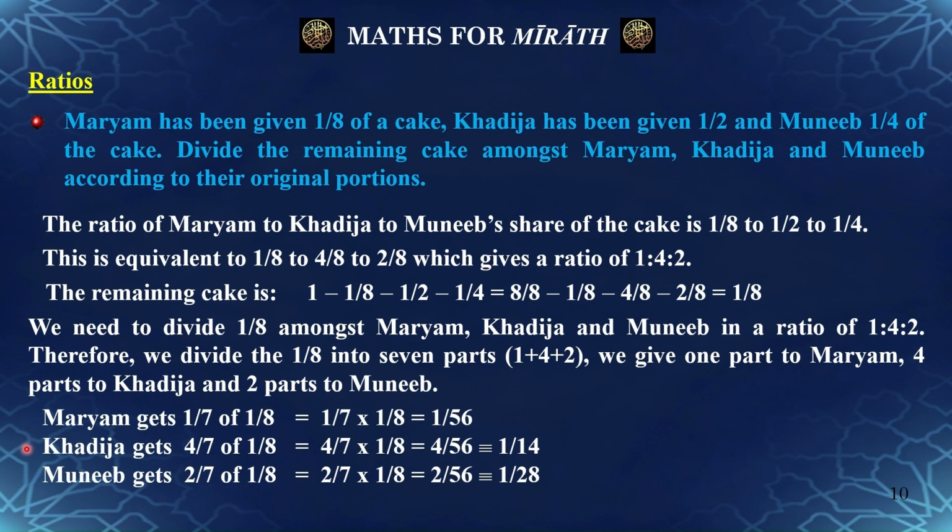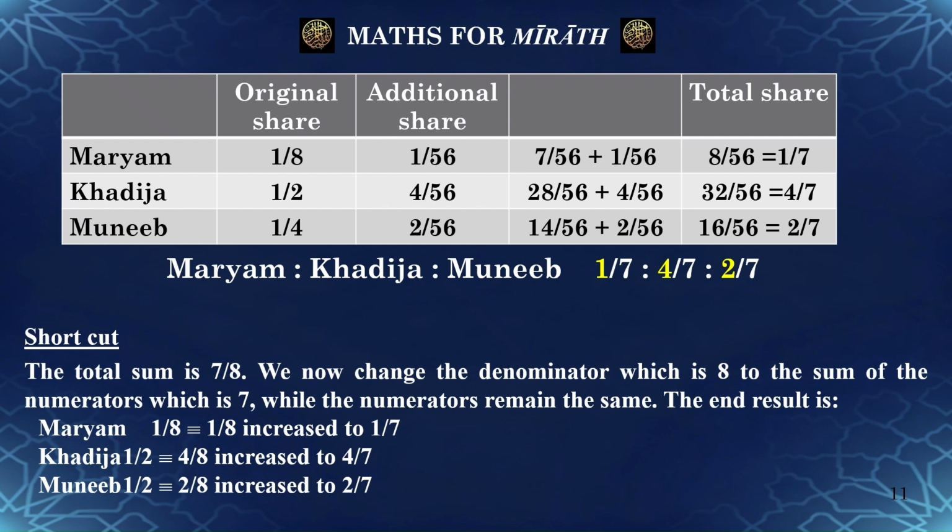Khadija gets 4/7 of 1/8, which is the same as 4/7 times 1/8, which equals 4/56, and is equivalent to 1/14. Munib gets 2/7 of 1/8, which is the same as 2/7 times 1/8, which equals 2/56, and equivalent to 1/28. We add the fractional share for each individual.